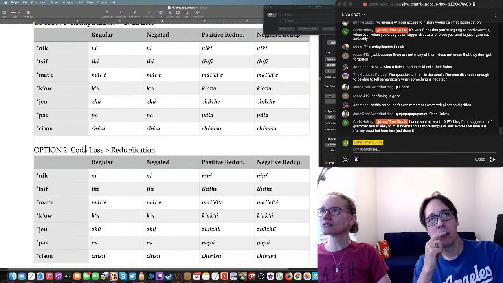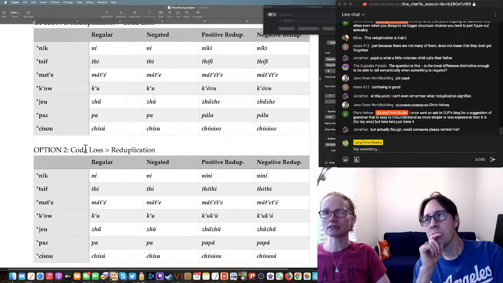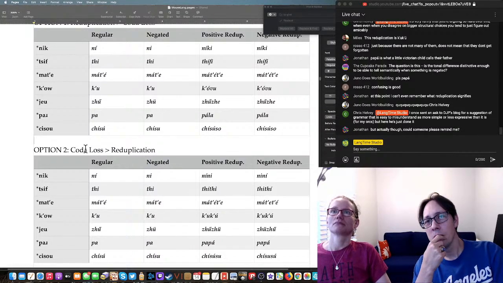Okay, and I think it was Minnie who had asked, it's weird to look at something like kovu and call it reduplication, because that's just straight up memorization of a new form altogether. That's not really any reduplication.